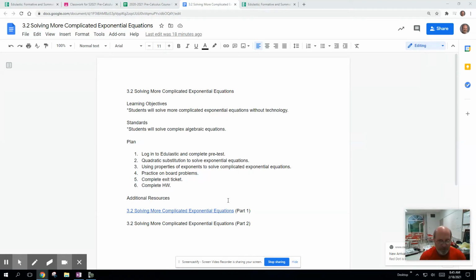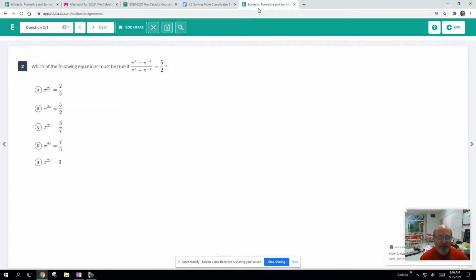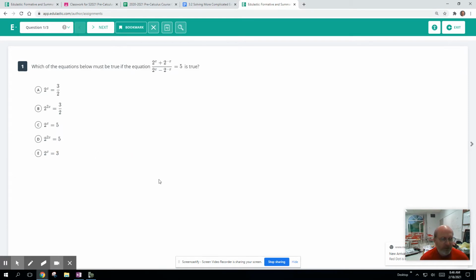Okay, welcome back to part two for 3.2 in pre-cal, solving more complicated exponential equations. A minute ago, we did the video for the quadratic forms. Now we're going to do some that are just a little more fun than that, like you saw in your pretest. Equations in this form, where you have something raised to a power plus something raised to negative power over that something minus something, and it's equal to some number. And so you saw several of those in your pretest.